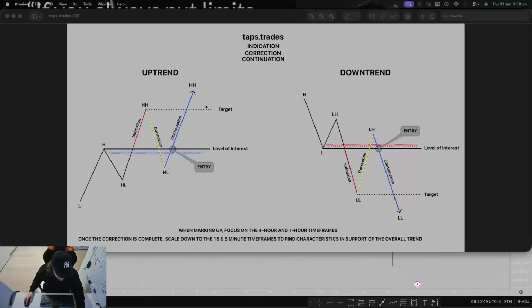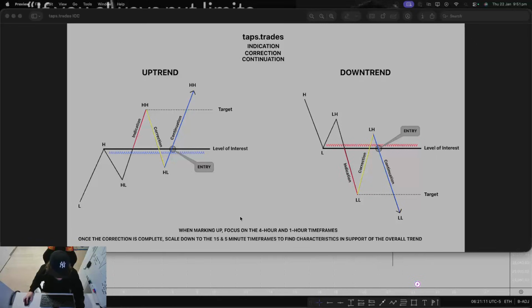Now the reverse of that is a downtrend, when we're basically making lower lows and lower highs. So we start with a high in the market, then a low, creating a lower high. Once we get that lower low, this is the first phase, similar to the uptrend. Once we get that higher high, there's an indication. Once we get that lower low, we've got an indication for the downtrend.